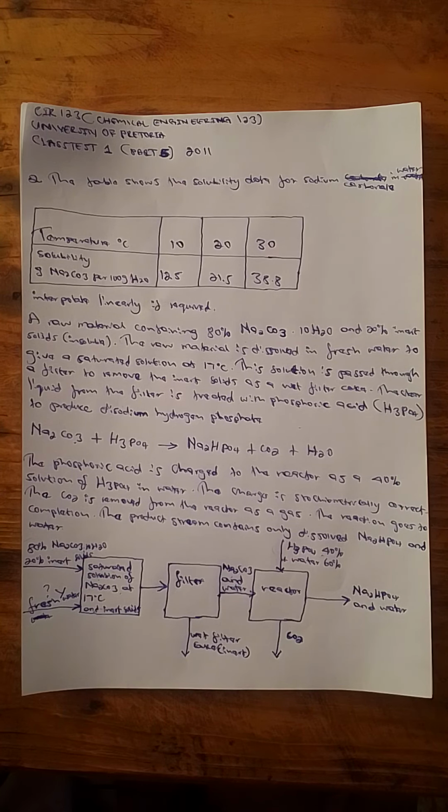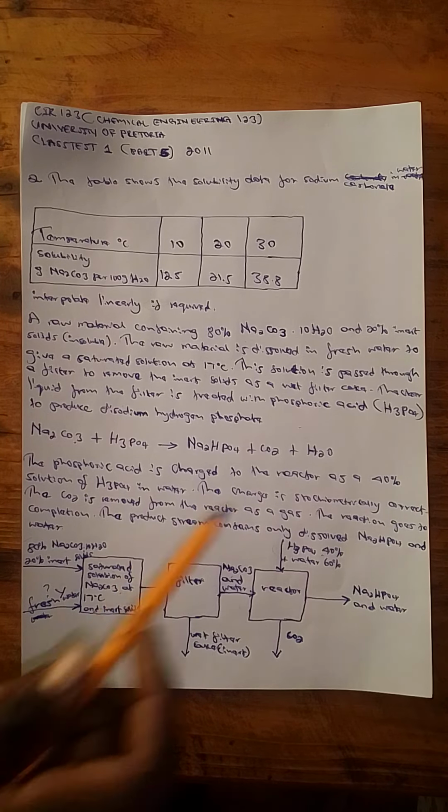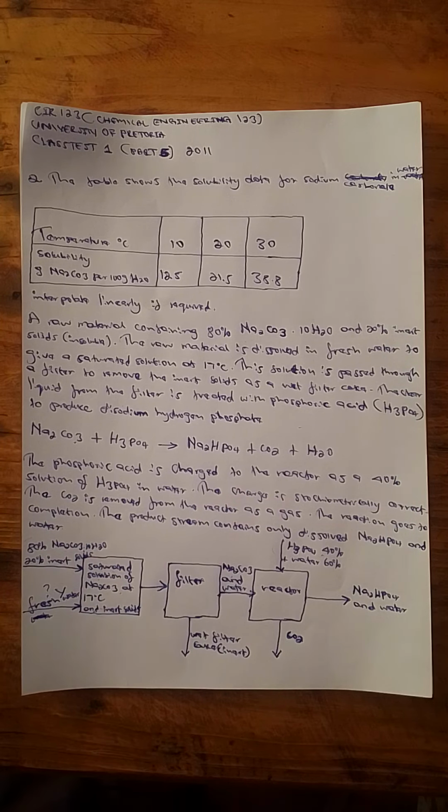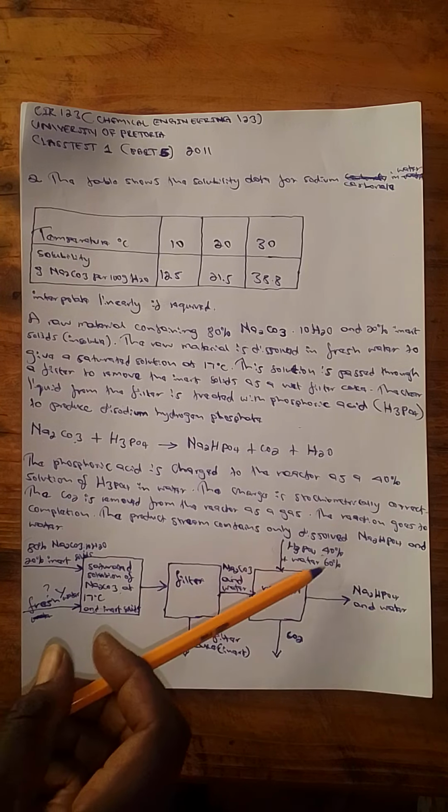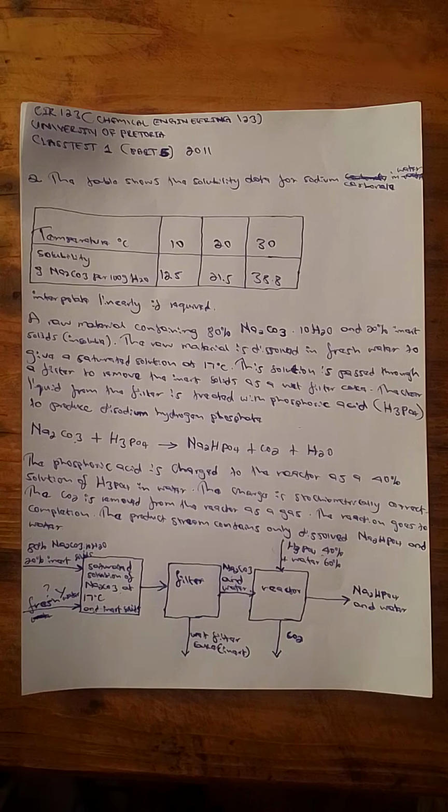It says a raw material contains 80% Na2CO3·10H2O and 20% inert solids which are insoluble. Now it says the raw material is dissolved in fresh water to give a saturated solution at 17 degrees Celsius. This solution is passed through a filter to remove the inert solids as a wet filter cake, and the clear solution from the filter is treated with phosphoric acid H3PO4 to produce disodium hydrogen phosphate according to the chemical reaction equation. Now it says the phosphoric acid is charged to the reactor as a 40% solution of H3PO4, in water.